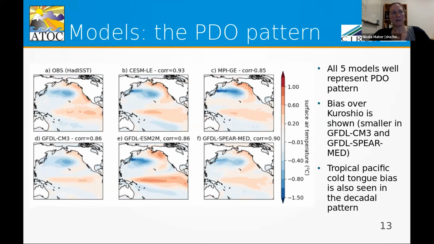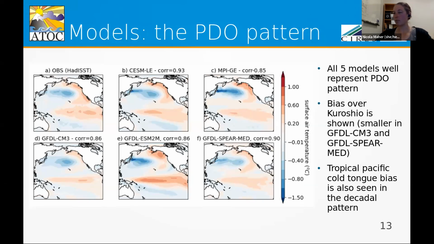And you can see some known biases. We can see the tropical Pacific bias that's found for ENSO occurs in the decadal mode as well, where it's shifted to the west. We see some cold bias in some of the models over the Kuroshio region. But when we look off the coast of North America, it looks pretty good. So we can really represent the PDO in all of these models.